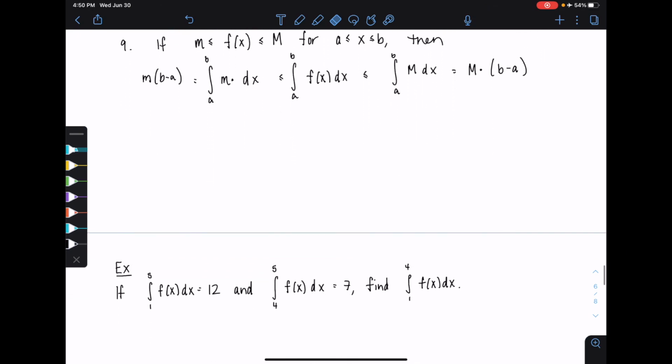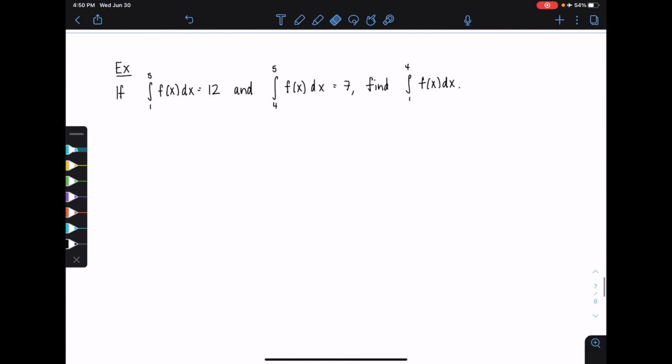So let's try an example utilizing these properties. If we know the area under the curve from 1 to 5 is 12, and from 4 to 5 it's 7, we want to find the area from 1 to 4. And this is where we're going to use the property that you can take some interval and split it up. So if I look at the integral from 1 to 5 of a function, it's the same thing as finding the area from 1 to 4 and then from 4 to 5.